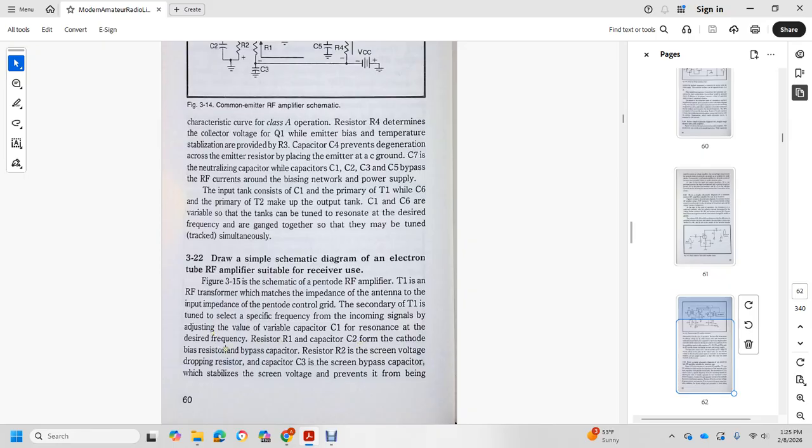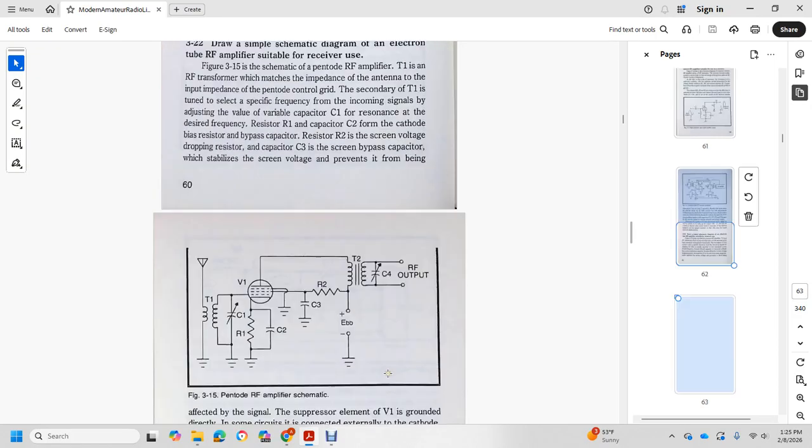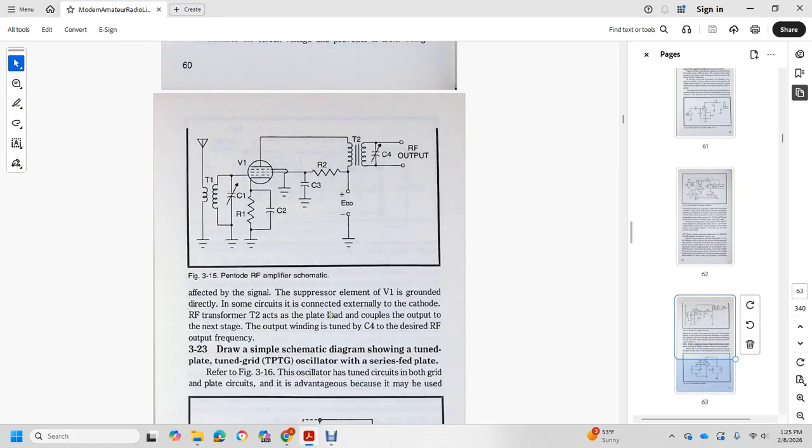Capacitor 2 with the cathode, with the bias resistor and bypass capacitor, with resistor 2 as the screen voltage dropping resistor. Capacitor 3 is the screen bypass capacitor, which stabilizes the screen voltage and prevents it from being affected by the signal. Voltmeter 1 is grounded, connected externally with the cathode with the resistor. Radio frequency transformer 2 is the plate load, coupled with the output to the next stage. The output winding is tuned with the capacitor to the desired radio frequency output frequency.